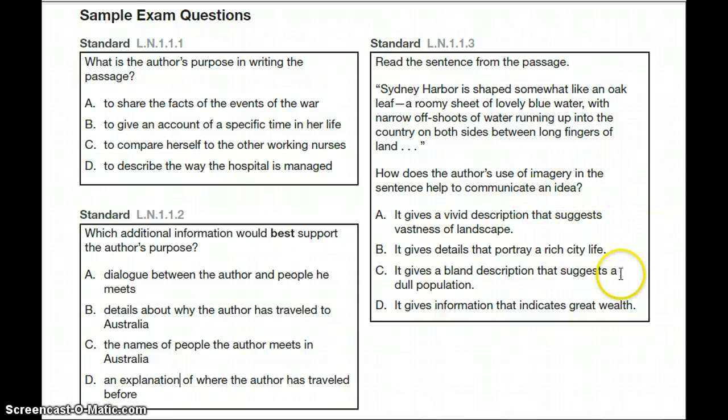This kind of goes into the realm of purpose. So does it give a vivid description? Does it give details to portray? Does it give a bland description? Does it give information to indicate great wealth? Which of these ideas is the author trying to communicate with you based on this little description?